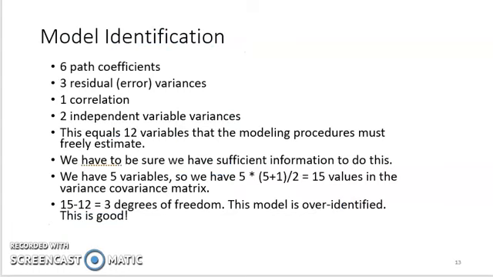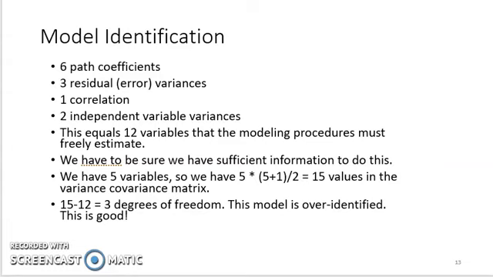And so in doing this, I want to talk a little bit about model identification. In this case, we have 6 path coefficients, we have 3 residuals, we have 1 correlation, 2 independent variable variances. And so if you add those all up, that equals 12 parameters that the modeling procedure must freely estimate. So we have to have enough information in order to be able to do this. You remember this from basic algebra. You have to have as many pieces of information as you have unknowns in order to be able to solve for a single solution. And so in this case, we have 5 variables.